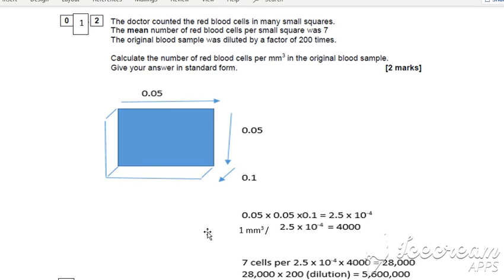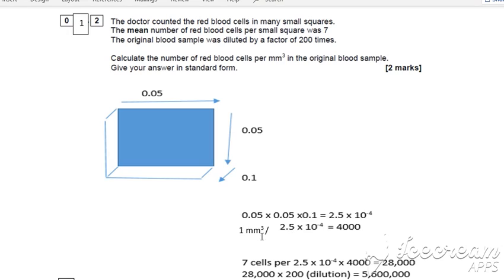So the first thing we need to do is take into account how much volume of blood is going to be in that sample on that slide. So we can take our measurements that were given from our diagram, that we've got a length and a width of 0.05, and then the slide has a depth of 0.1. So we multiply all of those numbers together, our width by height by depth, and that gives us 2.5 times 10 to the minus 4. So we now know what our volume of that slide is.